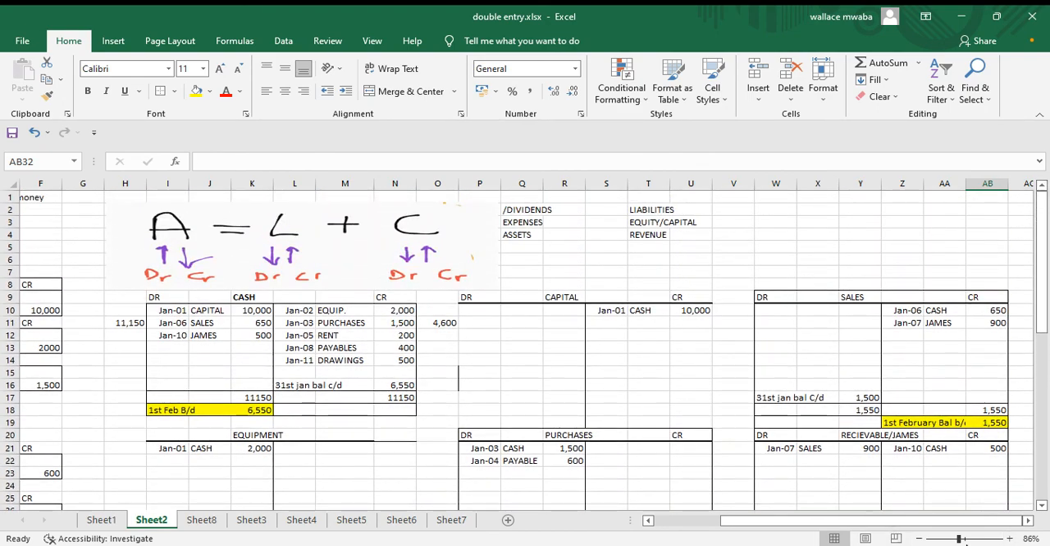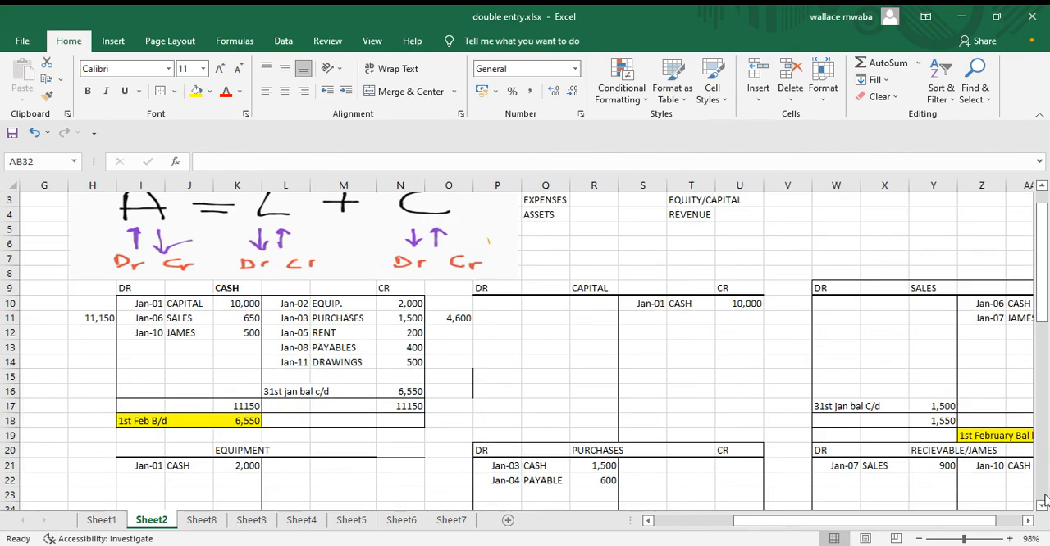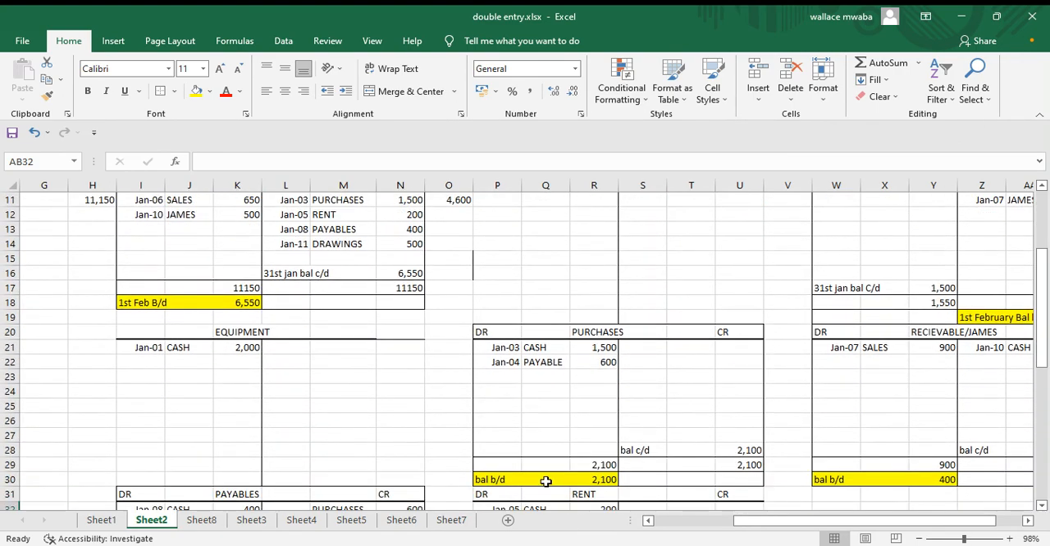After we've done this, we can now get ready to make the trial balance. So we'll do that in the next video.